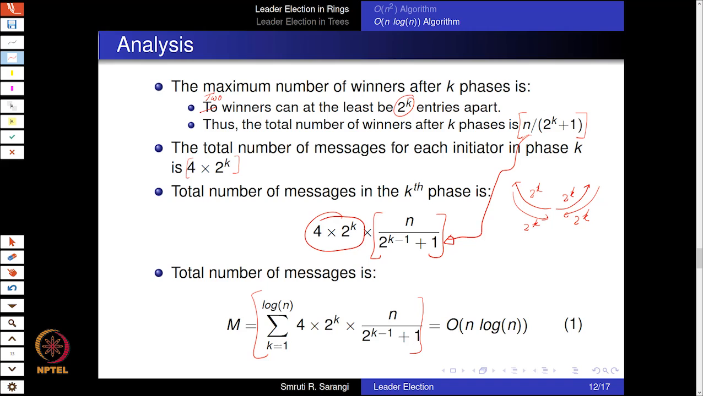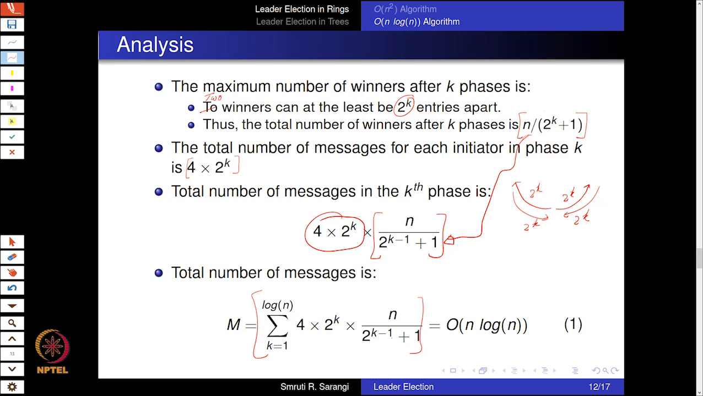Okay. So k, the maximum, can go to log n, because after that 2 raised to the power log n will become equal to n. So one of the messages will come back to its place of origin. So this is the maximum value of k. So if I sum this up, this is not hard at all.